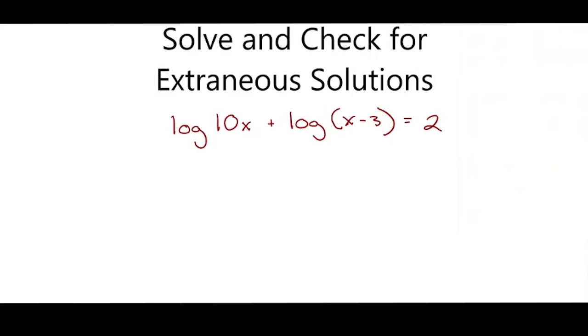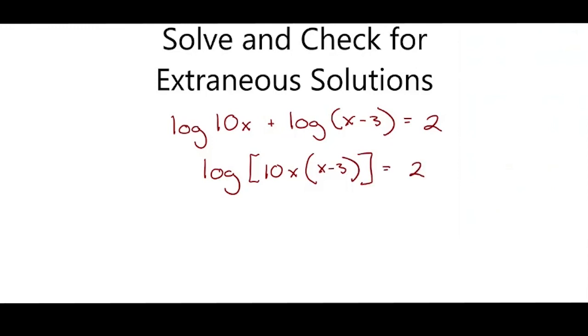All right. So first, let's solve. You'll notice here I have a log with no base. That means it's log base 10. So they are the same base. Since this is addition, I can use the product property of logarithms. So this becomes log of 10x times x minus 3 equals 2.